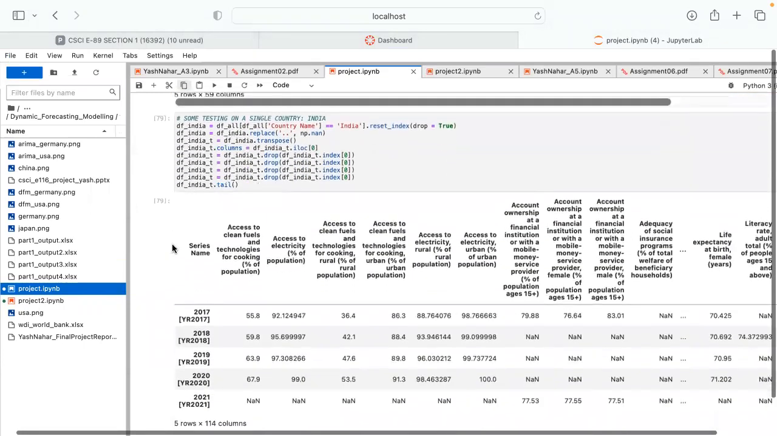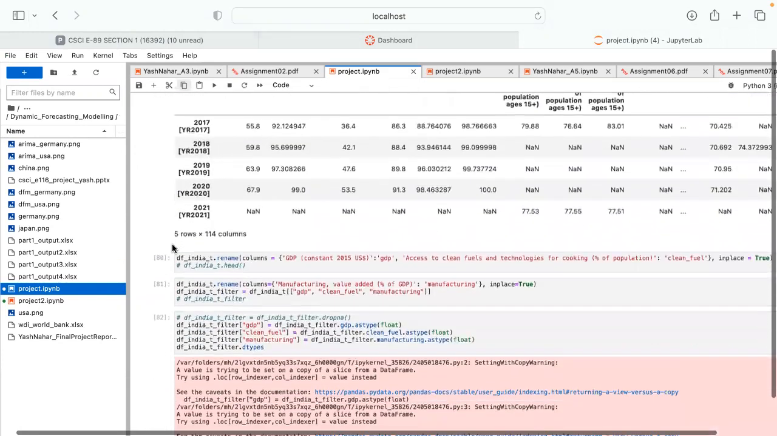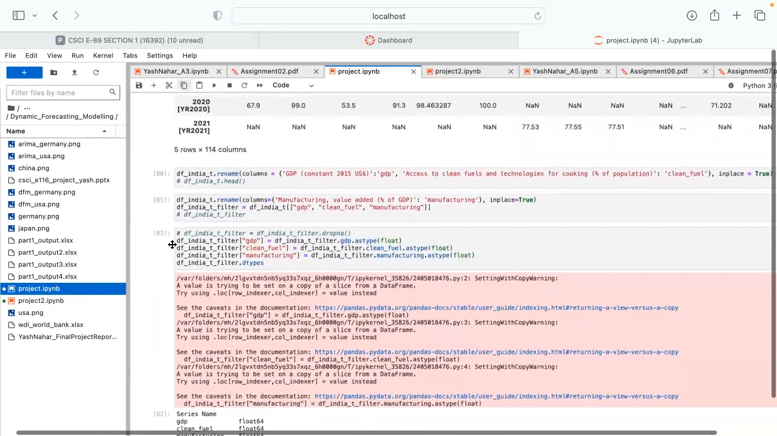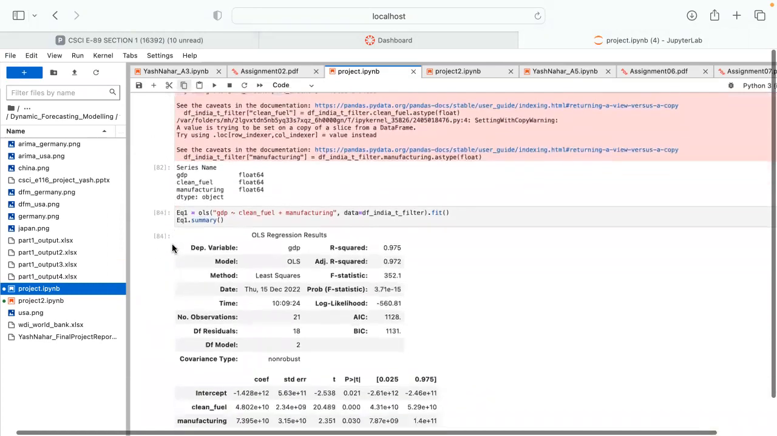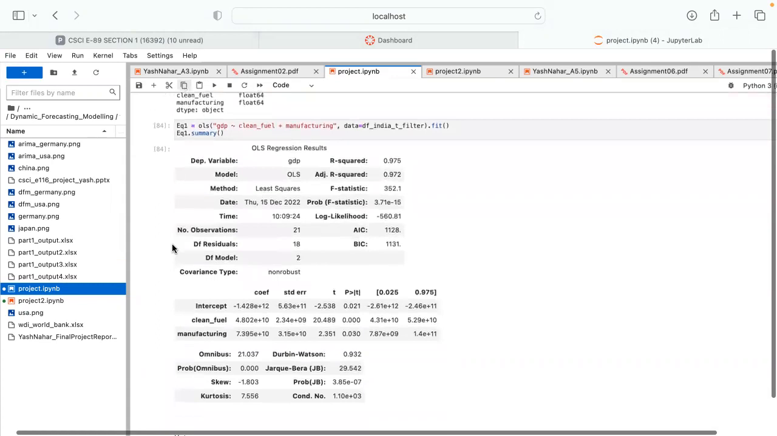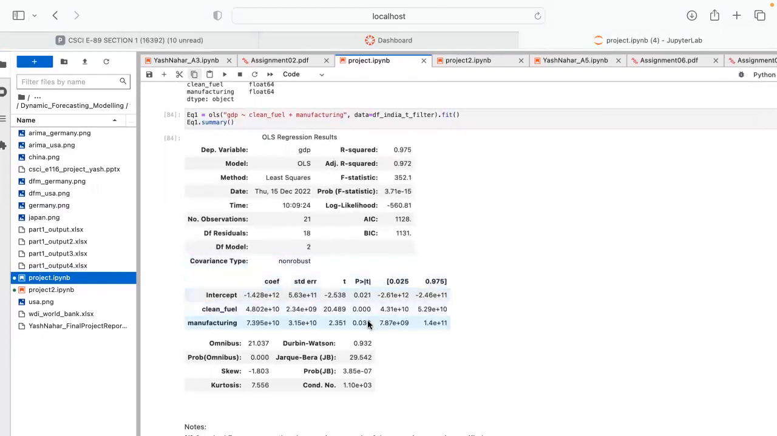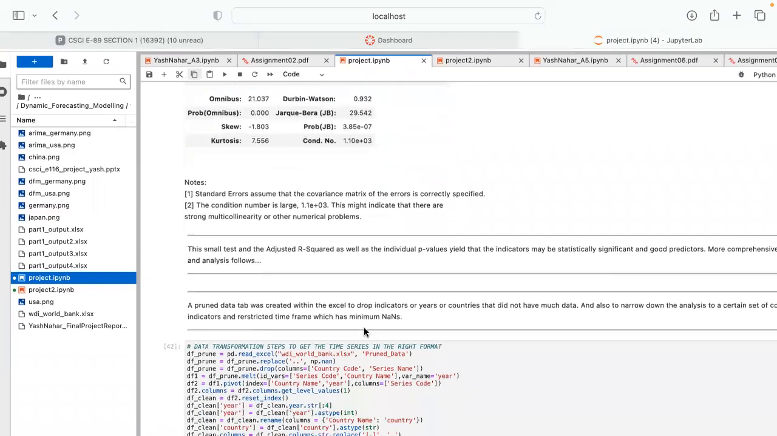Having done that, I chose to start with a very specific country to gauge the entire data set and look at how it is. So I chose India and just chose GDP as the dependent variable and clean fuel and manufacturing as the independent variables to see if they are significant predictors. Upon doing simple multivariate linear regression, I got a good adjusted R-squared of 0.972, and all the variables were statistically significant, and the model itself. So it yields that these indicators can be statistically significant and a more comprehensive analysis is warranted.